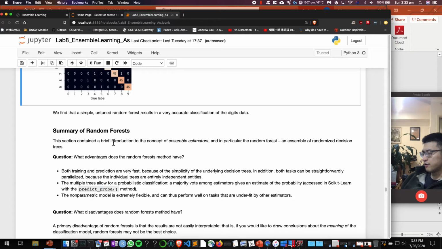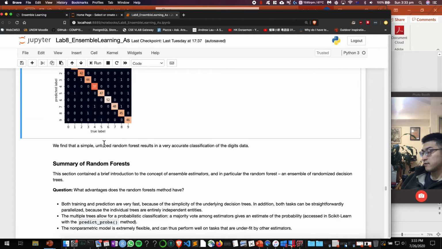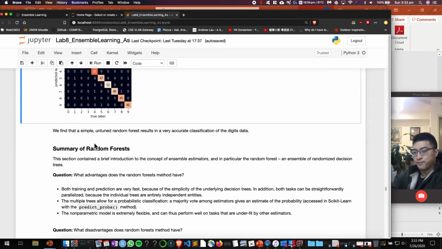Okay, so what advantages does the random forest have? It is very fast because decision trees themselves are quite simple, but we can also parallelize it. It's not reliant on the previous decision tree. The multiple trees also allow for probabilistic classification. A majority vote amongst them gives an estimated probability. So if you're doing a classification problem, you have like 100 estimators, that can be used to generate a probability for your classification.